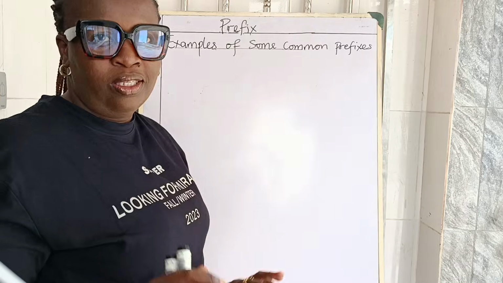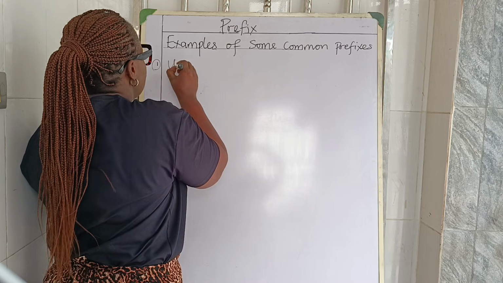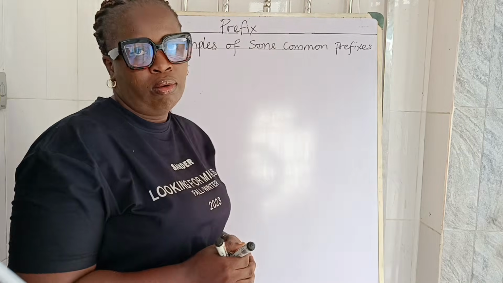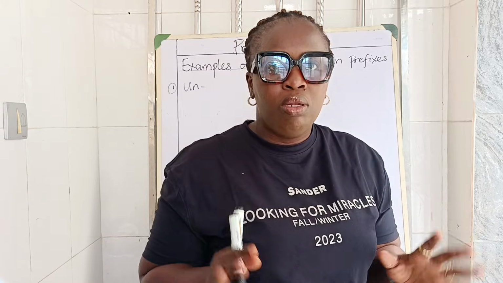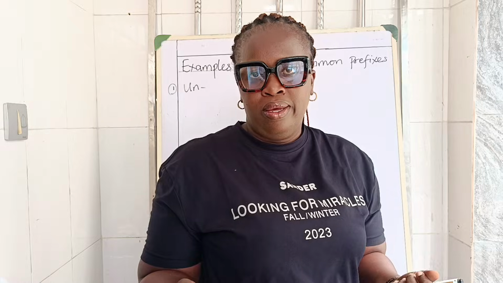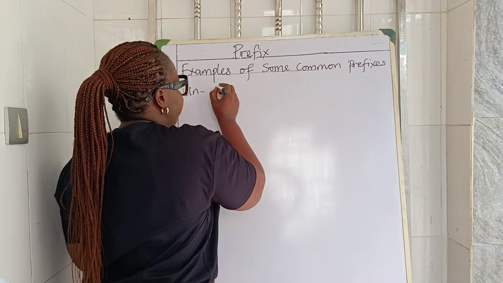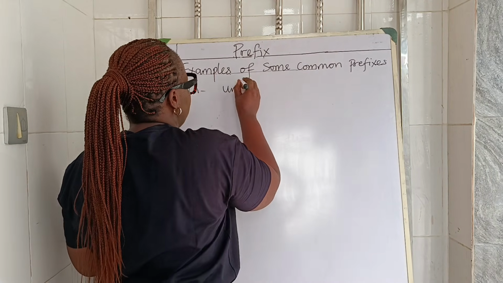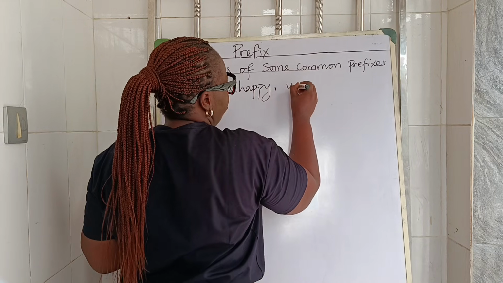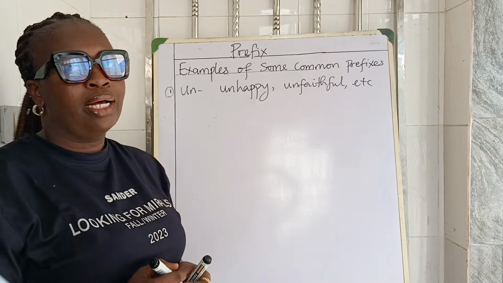Examples of some common prefixes. These ones are commonly used. The first one is un. U-N. This un means not or opposite. Opposite of a particular thing that is there. Opposite or not. An example is happy, unhappy, unusual, unfaithful. So we have examples. Remember we said it means the opposite or not. So we have unhappy, unfaithful, and so on, etc.